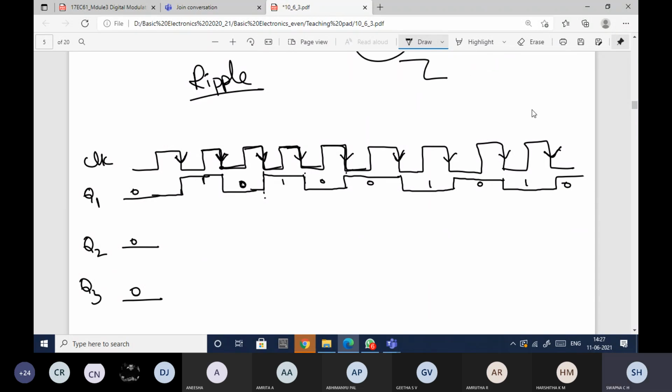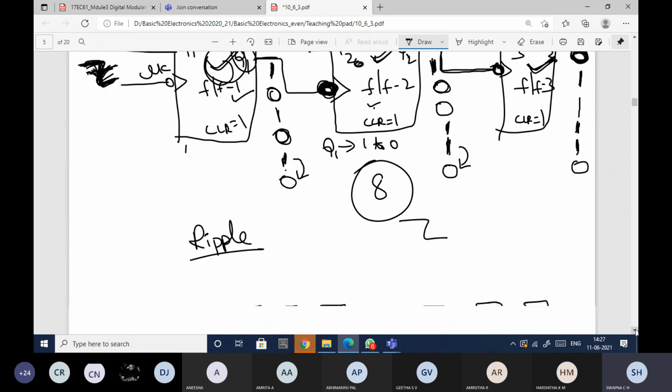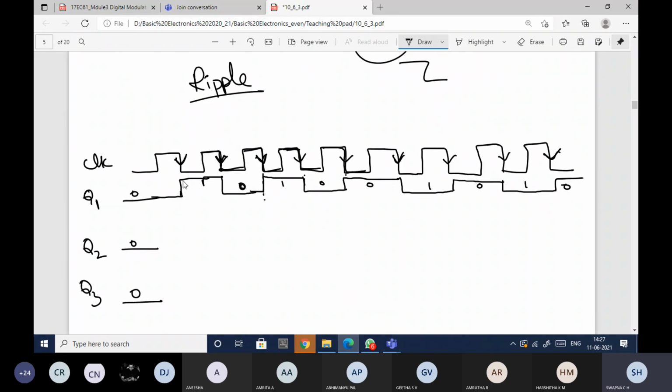Now the Q2 output. This Q2 output will change only when your Q1 changes from 1 to 0. So the same thing. Here, if you observe, this is your Q1 pulse. Whenever Q1 is changing from 1 to 0, then only Q2 will change from 1 to 0. Here also 1 to 0.